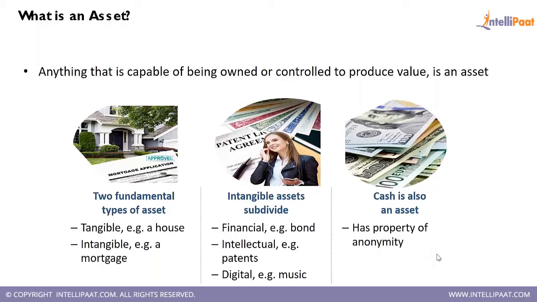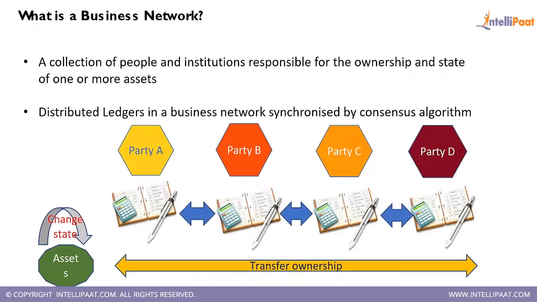Okay, I'll move on. So, what is a business network? A business network is nothing but a collection of people and institutions responsible for ownership and the state of one or more assets. Distributed ledgers in a business network are synchronized by a consensus algorithm.